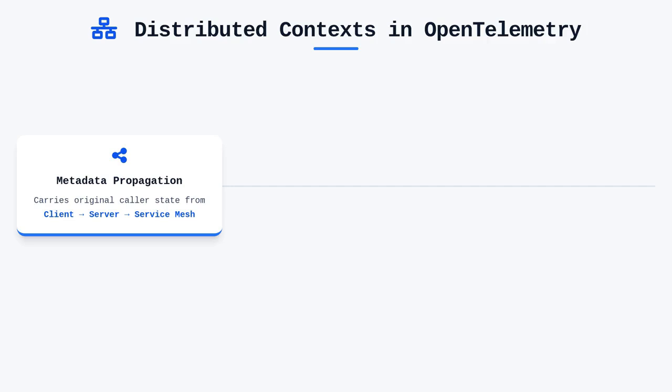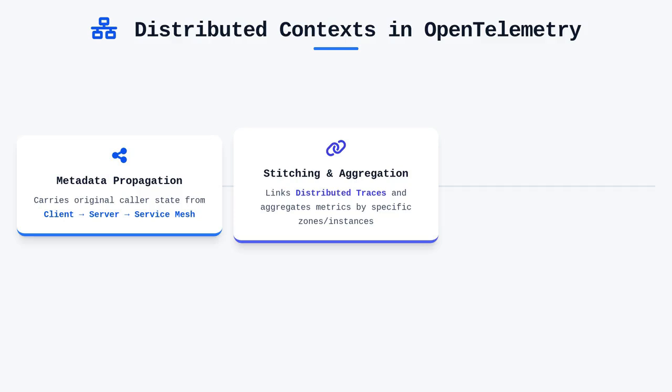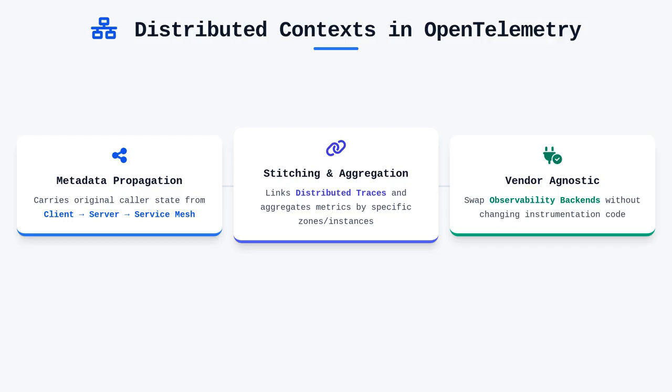This mechanism is primarily responsible for stitching traces together, but it also provides the necessary identifiers that allow metrics to be aggregated by specific service instances or zones. Because this architecture is inherently decoupled, it allows you to swap or upgrade your observability backend without modifying a single line of instrumentation code in your applications.